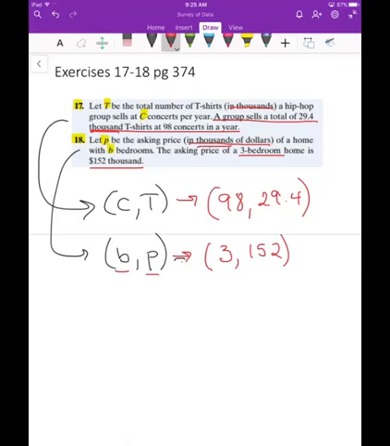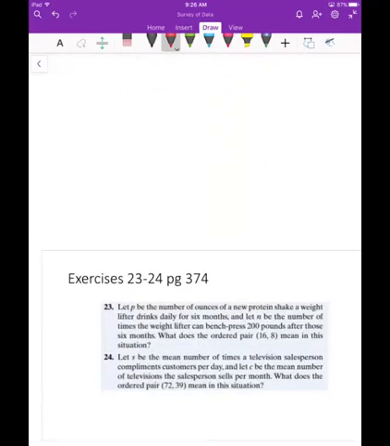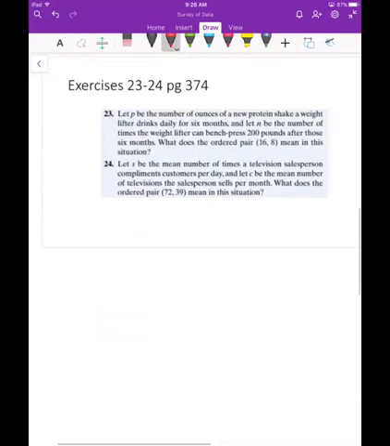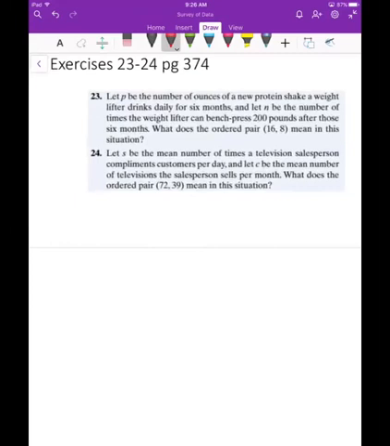All right, so we can create ordered pairs to summarize information. Or sometimes we can be given those ordered pairs and need to understand what they are representing. So let's do that in reverse with exercises 23 and 24 on page 374 of your textbook. Let me zoom in a little bit here so you can see those a little better. All right, let's start with 23.